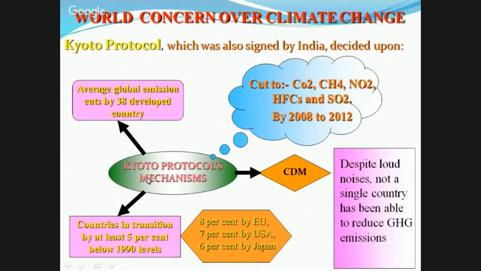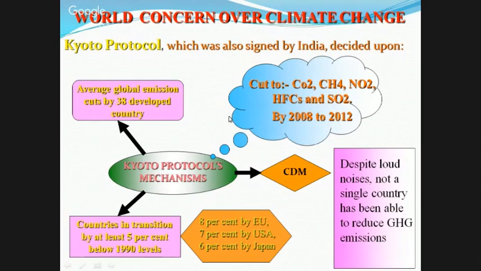Coming to the Kyoto Protocol, which was signed by India, it was decided that average global emission would be cut by 38% by the developed countries, covering carbon dioxide, methane, nitrogen oxide, hydrofluorocarbons and sulfur dioxide, by 2082. But this has not been achieved.